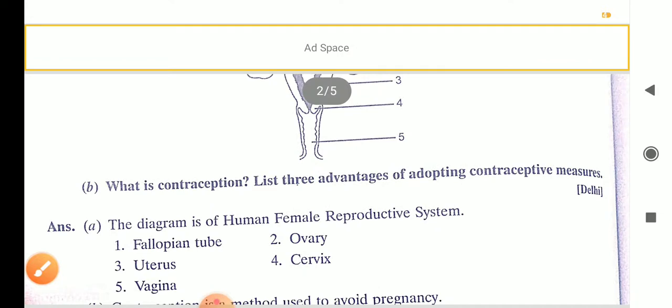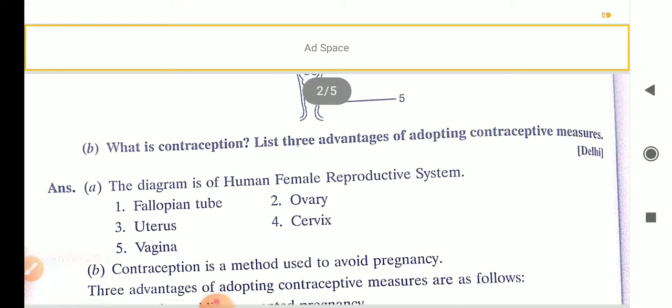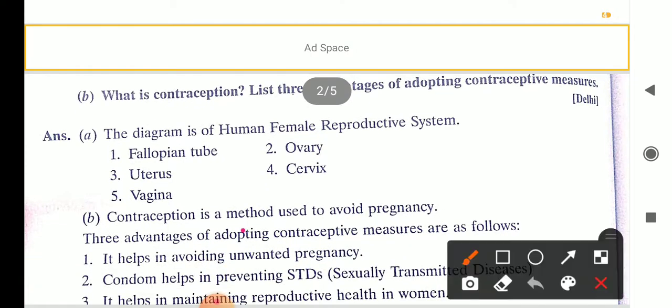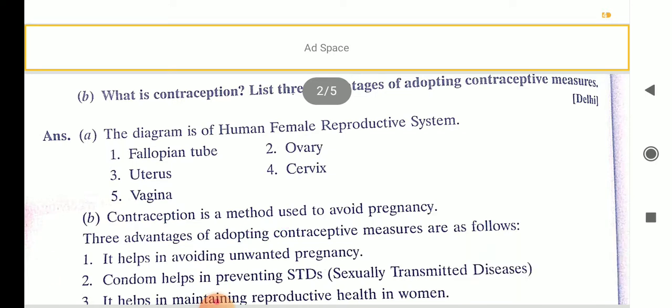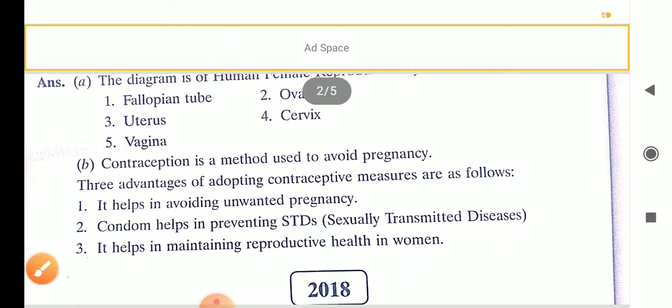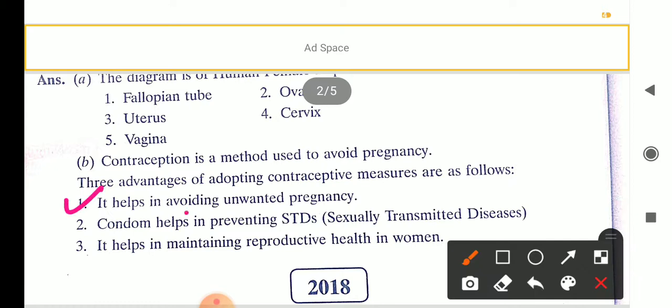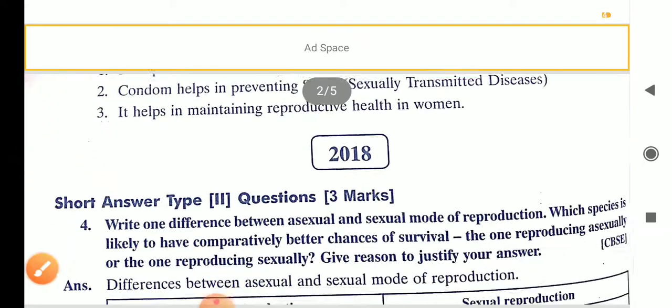Now next question. What is contraception, and list 3 advantages of adopting contraceptive measures. Contraception is a method to avoid pregnancy, right? And what are the 3 advantages? First, as it is written here, it avoids unwanted pregnancy. Second, in one of the methods, where a condom is used, it helps in preventing STDs, sexually transmitted diseases. And the next is it helps in maintaining reproductive health in women, right?